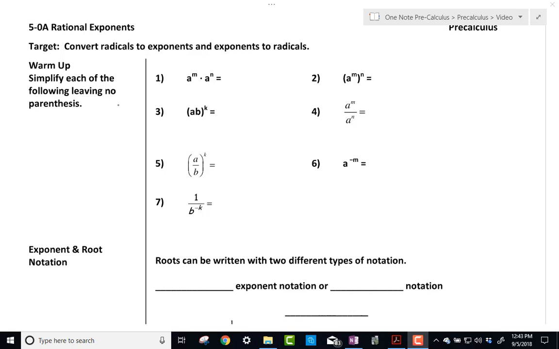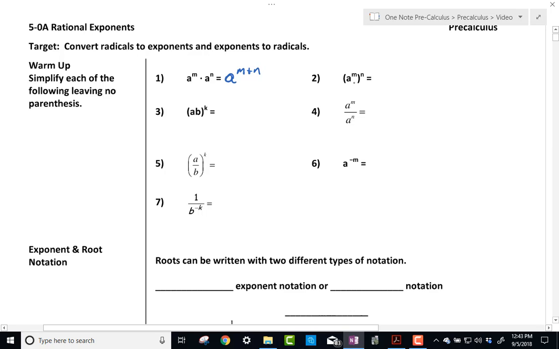So when we multiply bases that are the same, we add the exponents together. So a to the m times a to the n would be a to the m plus n. We're going to add the exponents. You cannot combine m and n.